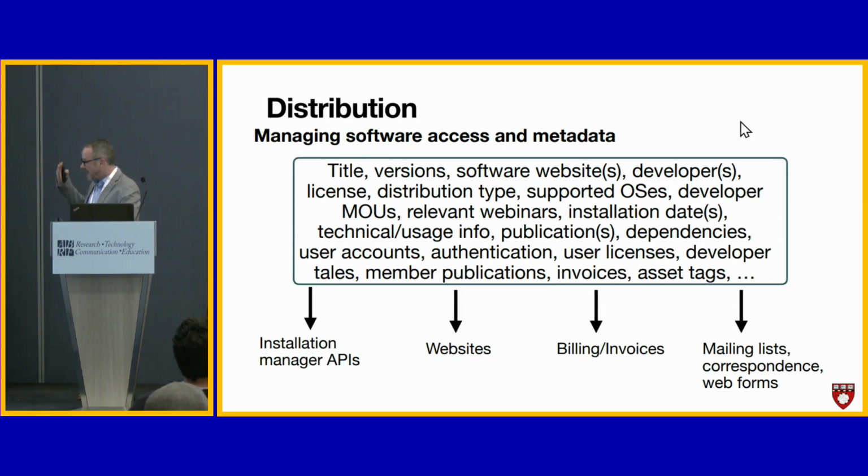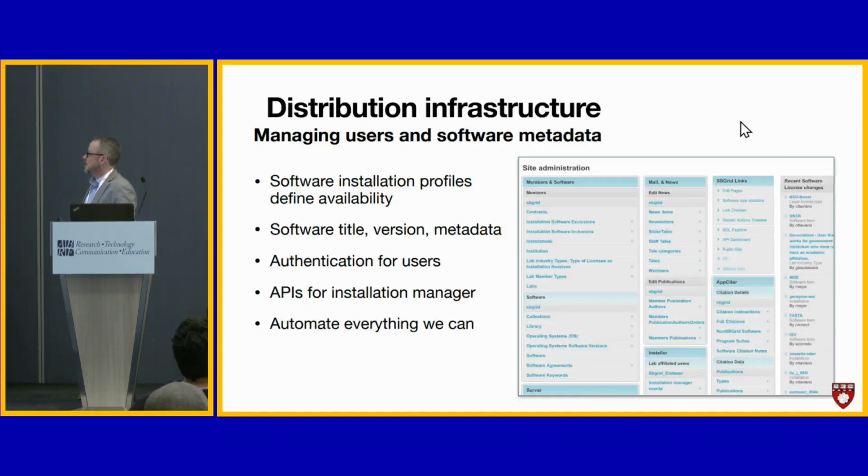So how do we deal with all this? We ended up building our own distribution infrastructure dashboard. We did this in Django, which is a Python framework for web, and it allowed us to build out all the installation profiles for all our users and do logic to calculate who should get what software and who shouldn't have access to other software titles. We keep all the software title versions of metadata, we authenticate users, and all this has APIs that go out to the web and the installation manager.